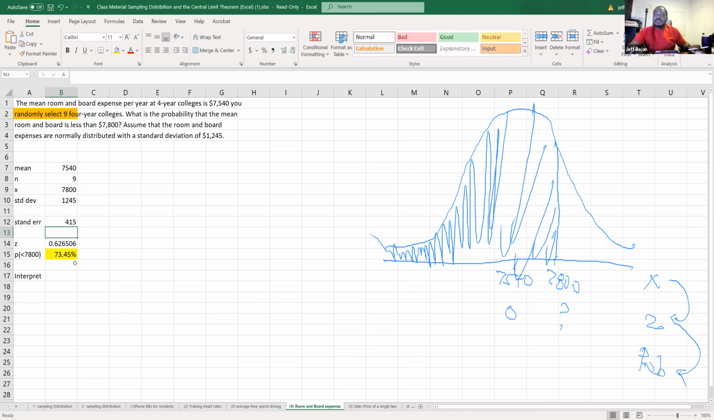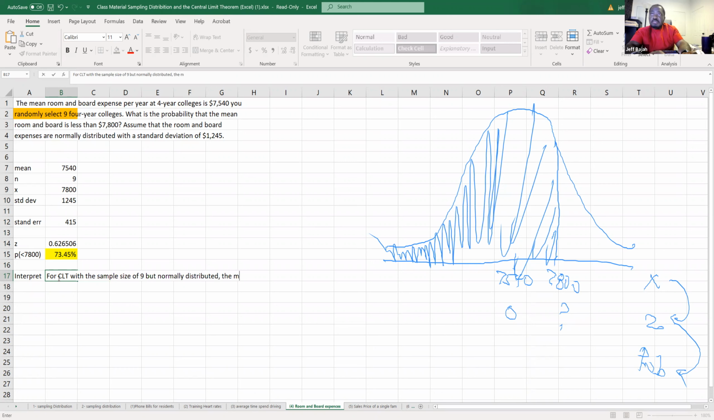Cool. All right, so now we can interpret. We can say that with a sample size of 9, normally distributed, the probability that the mean room and board is less than 7,800 is 73.45%.